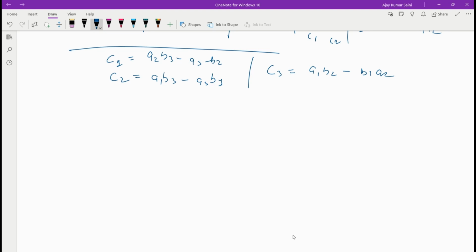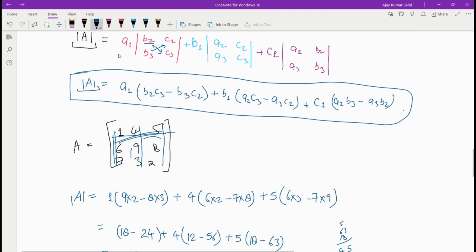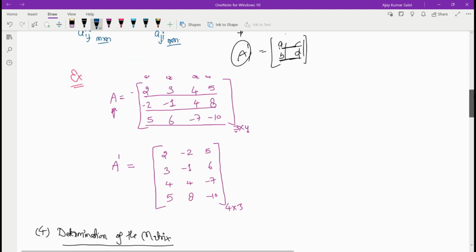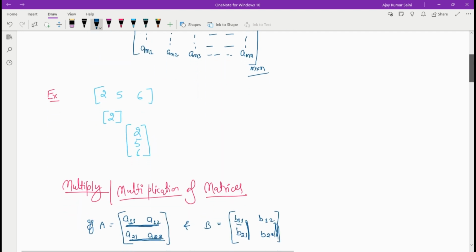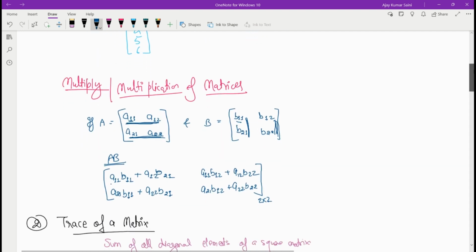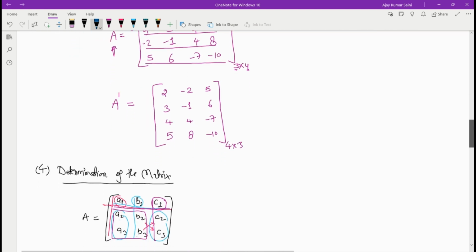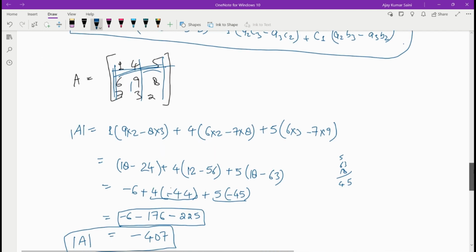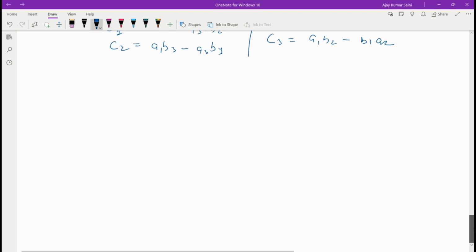Everyone. So in the previous video, I told you about some concepts or topics, which start from the matrix, the basics of the matrix. You can see here the matrix definition and its explanation, and after that multiplication, the trace of the matrix, transpose of the matrix, determinant of the matrix, and the adjoint of a matrix. So I described all these topics in the previous video.